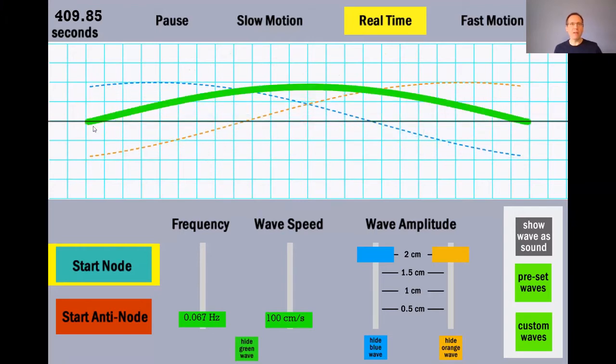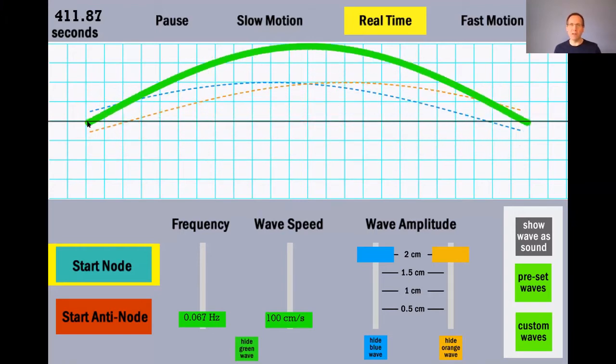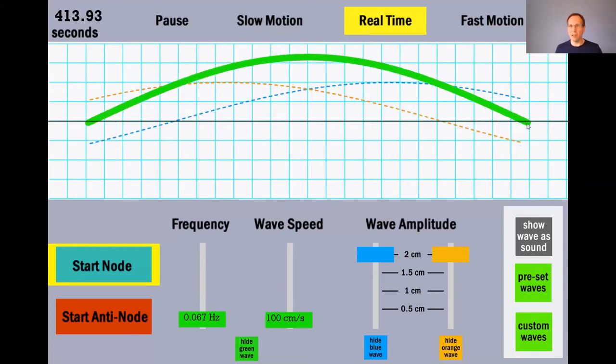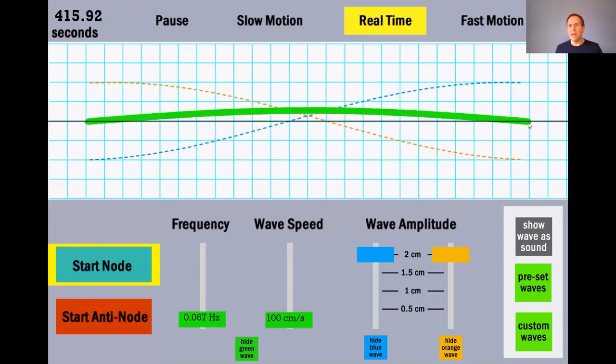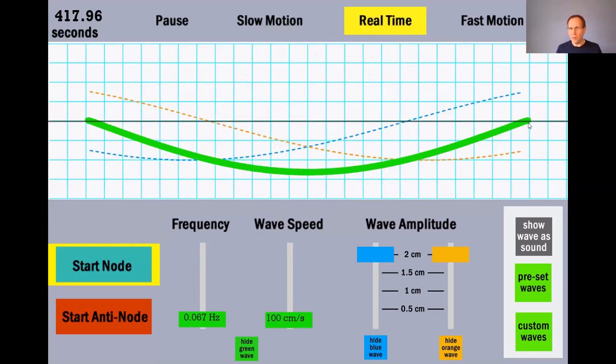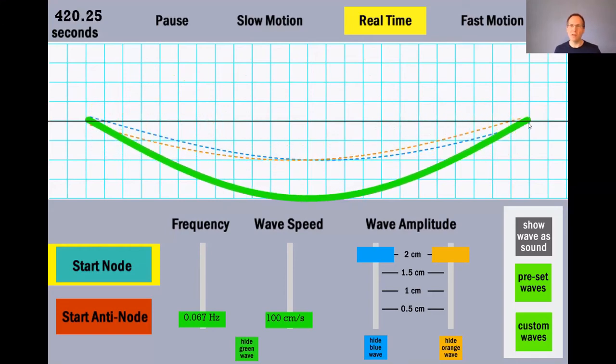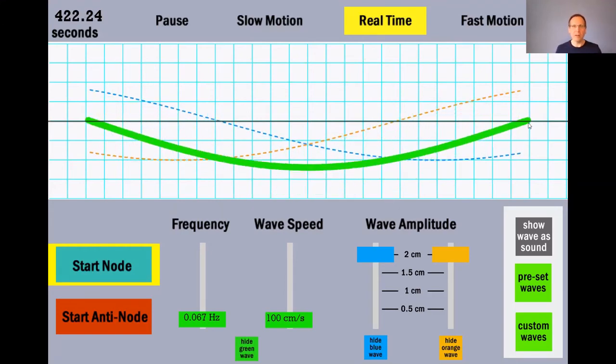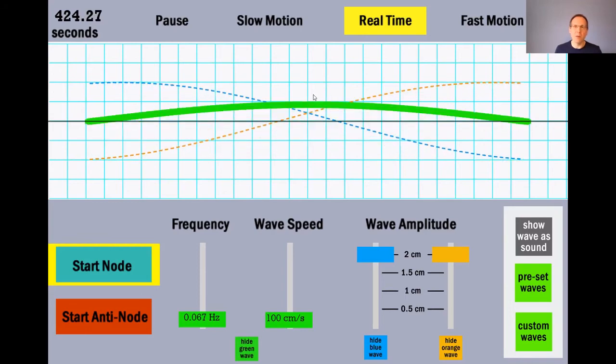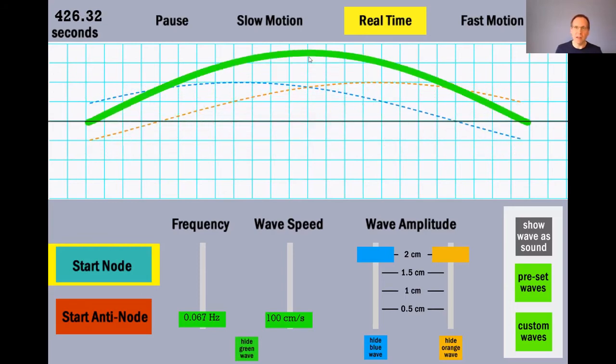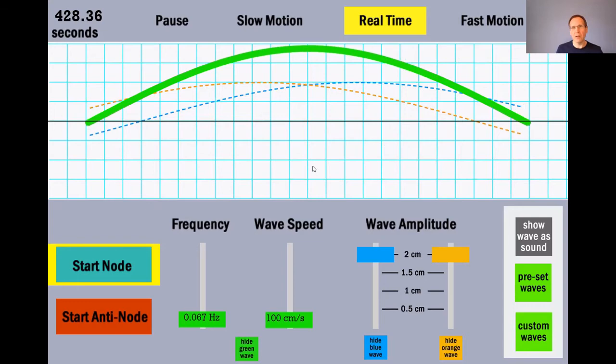By the way, these two ends, the places where the string doesn't move, so if you look at the two ends of the green wave here, these are what are called the nodes. So the nodes are locations where there's no movement of the particles. And then the place where the string moves the greatest, right in the center here, that would be an antinode.